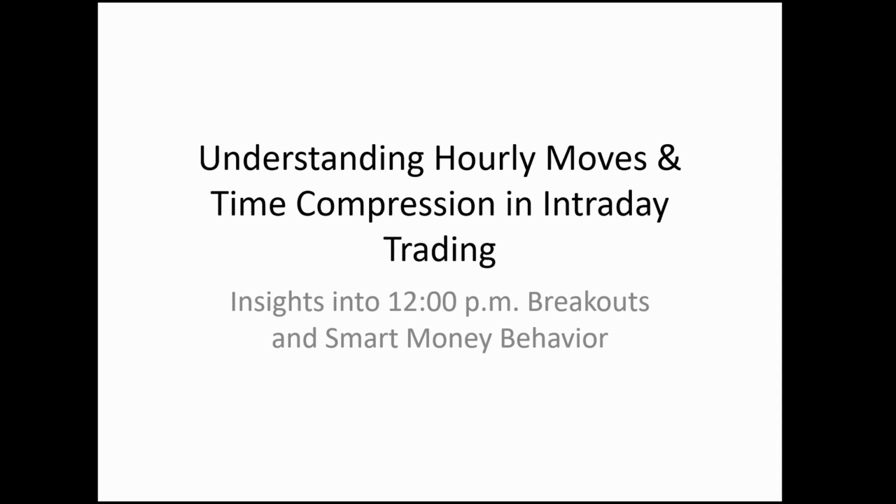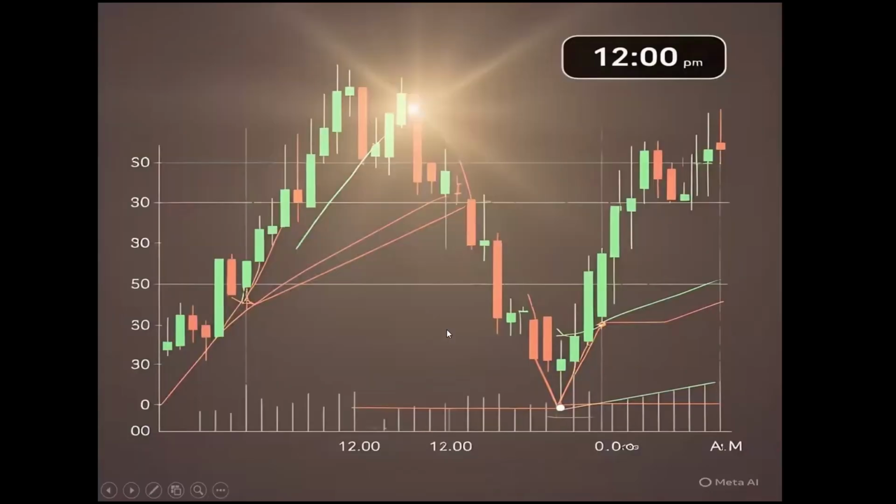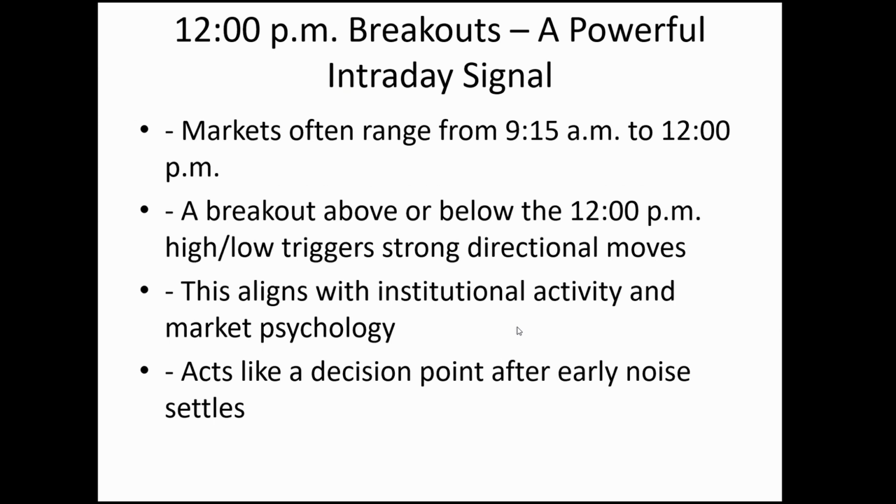So that is the observation I have noticed in the market. Today we are going to understand the hourly moves and time compression in intraday trading. This is an example of a chart where time has moved. See, compression, price has moved below 12 p.m. 12 p.m. breakout. 12 p.m. is a very powerful intraday signal.